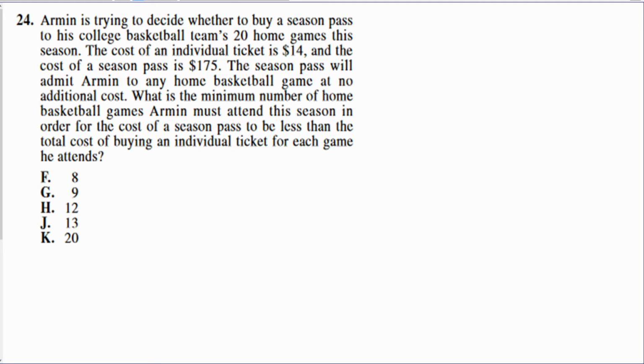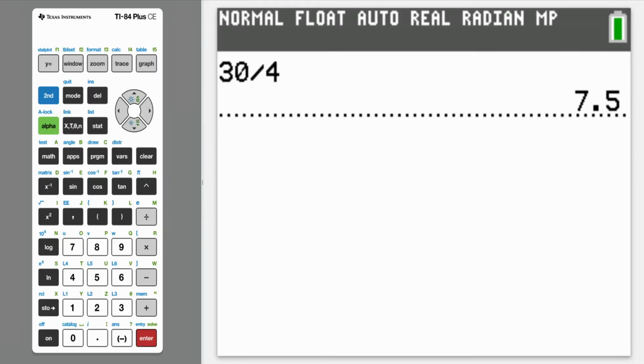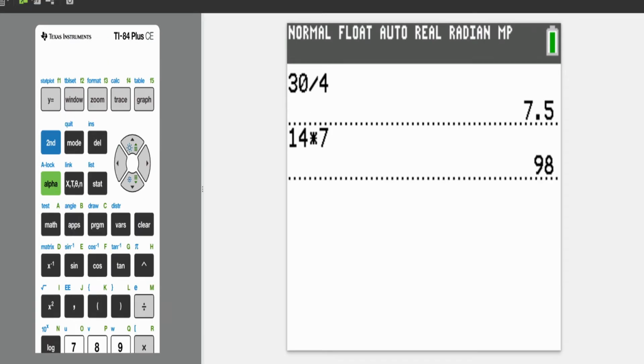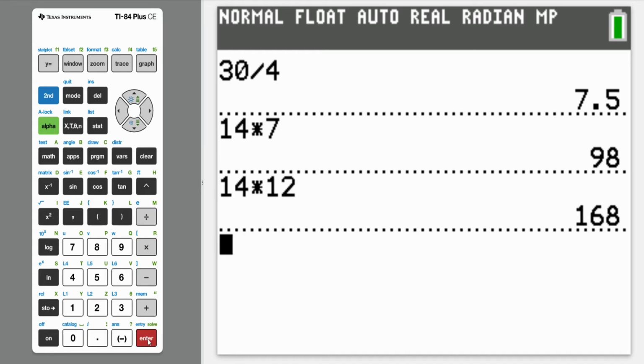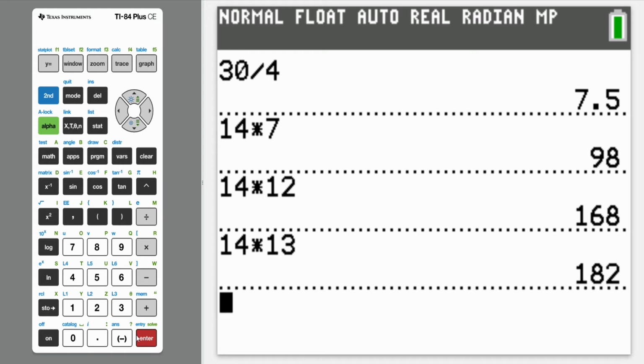If I bring up my calculator one more time, here it is. I could just do $14 per ticket. I can say 14 times 7 games, and that's one of your options. So that's $98. I could say, okay, that's too much. Let's try 14 times 12 and see if that works. That's $168, which is still less than my season pass. I could say 14 times 13, and I can see that's $182. At that point, my individual tickets are now more expensive than just buying that $175 season pass.